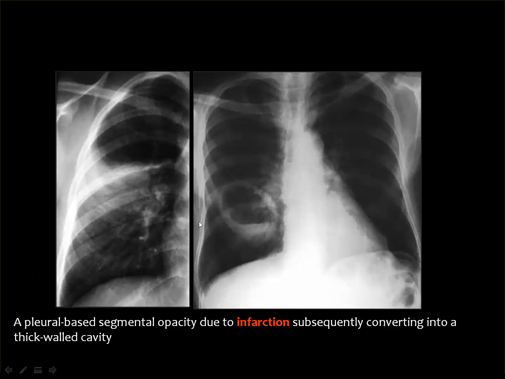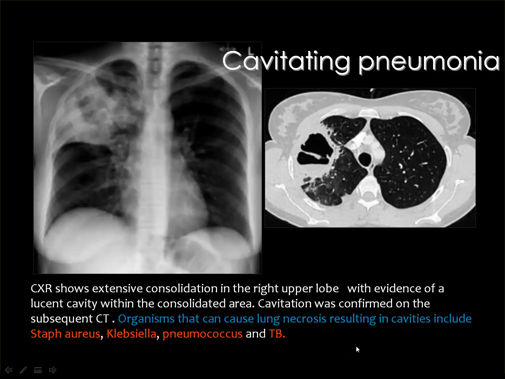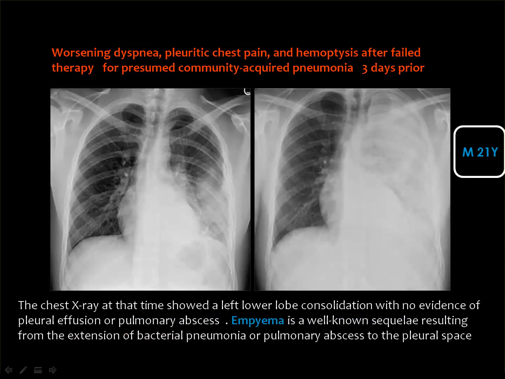But in both conditions, the central breakdown may occur in this area of consolidation, and an abscess may develop like this one with thick wall and internal air fluid level. And this is the right upper lobe pneumonia with a central breakdown developing into an abscess. Actually, we used to diagnose pneumonic consolidations in the upper lobes with internal cavitation as the sequelae of TB, because TB is one of the endemic diseases in our country, but still there are other possibilities like staphylococcal pneumonia and Klebsiella and others. Then this patient with worsening dyspnea and pleuritic chest pain as well as hemoptysis after failed therapy for a community-acquired pneumonia.